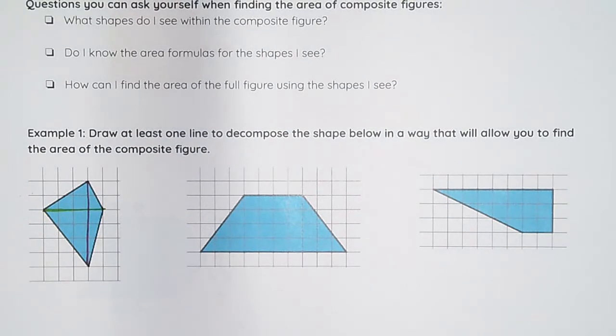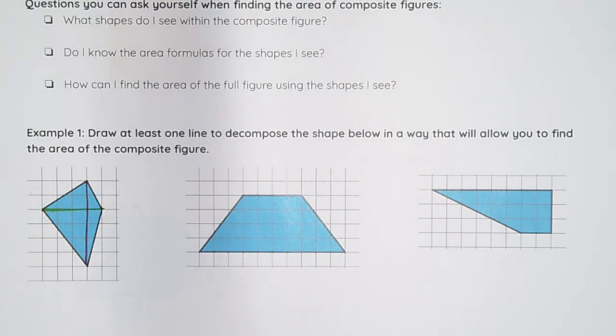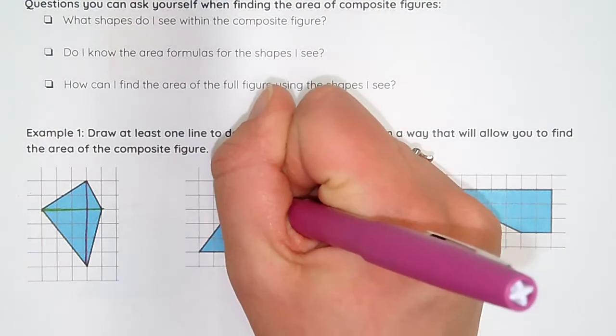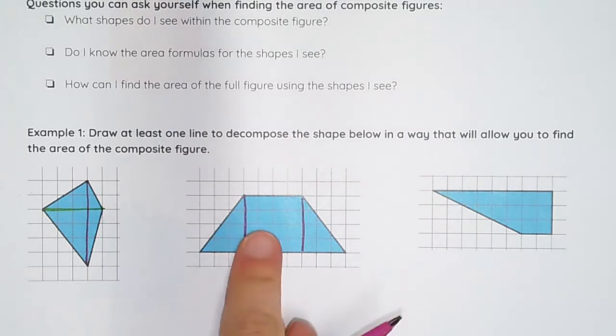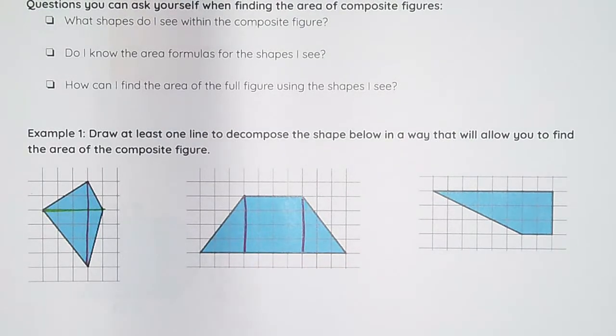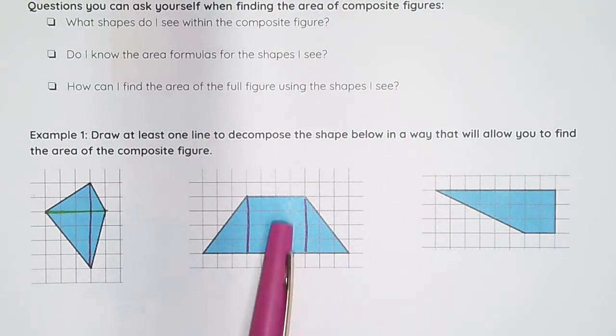So either option works. Here we have a trapezoid, and yes, there is an area formula for a trapezoid, but what I could do instead is if I just draw this line, I have 1 triangle, 1 rectangle, and another triangle, so I could find the area of each of these and the rectangle and find the area that way.